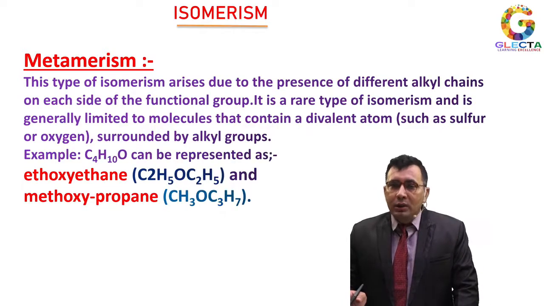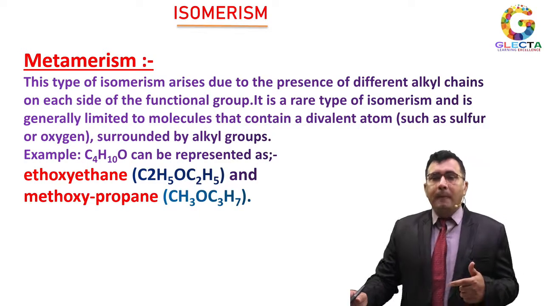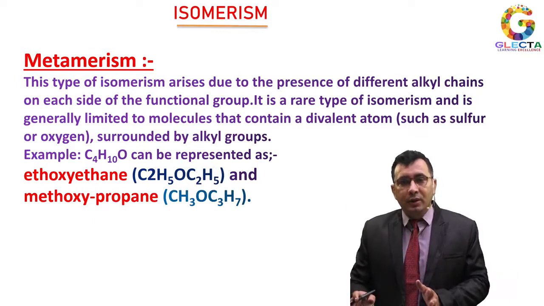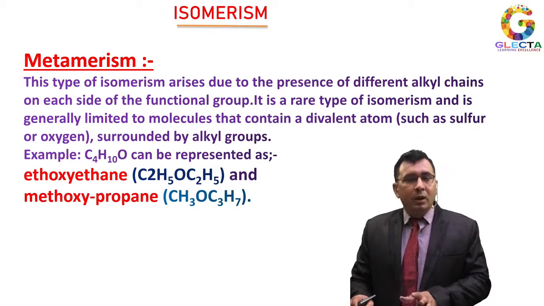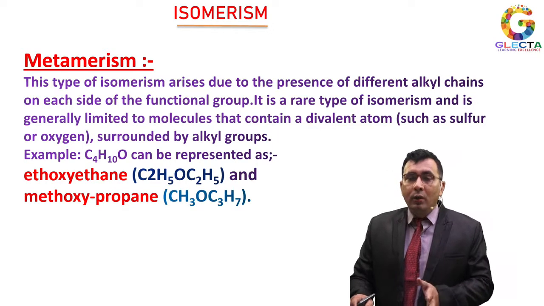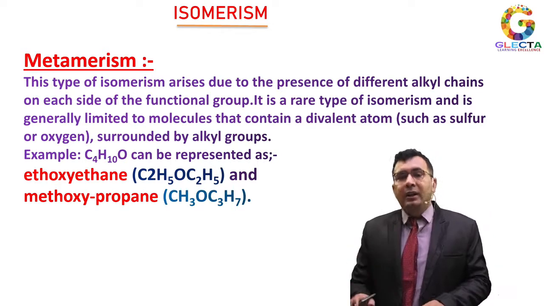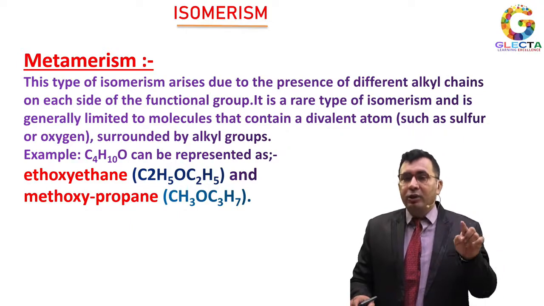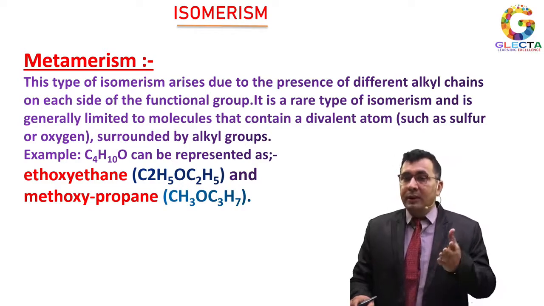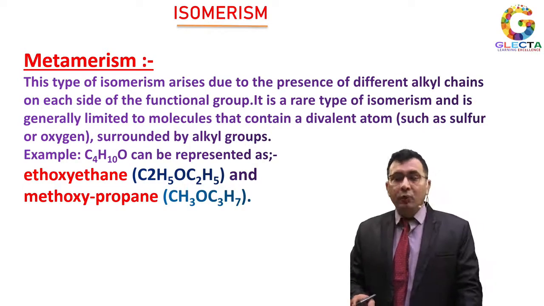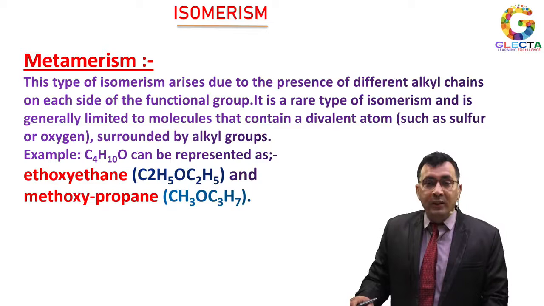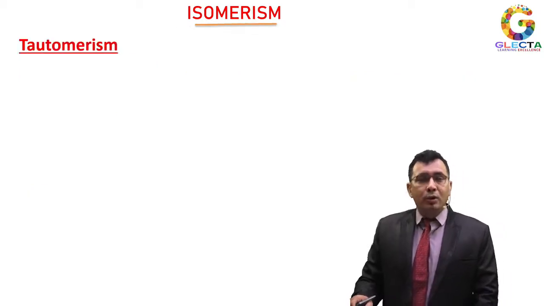For example, ethoxyethane. In the first compound, 2 carbons are present on the left side of the oxygen and 2 on the right side of the oxygen. But in the second one, methoxypropane, the position of oxygen shifts to one side. So now there is 1 CH3 on one side and on the other side there are 3 carbons. We call the CH3 with oxygen methoxypropane. So these are metamers of each other because they have the same molecular formula, but we can't call it chain isomerism. Chain isomerism is totally different from metamerism. So please don't confuse. Next is tautomerism.